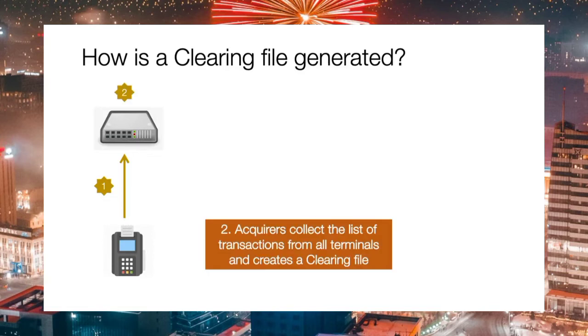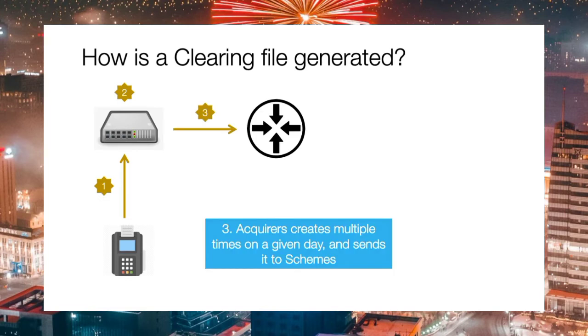The next step is acquirers collect the set of transactions from all the merchants and the terminals and create a clearing file that is to be submitted to the schemes. Acquirers can submit multiple clearing files on a given day depending on the cycles that they have agreed with the schemes.